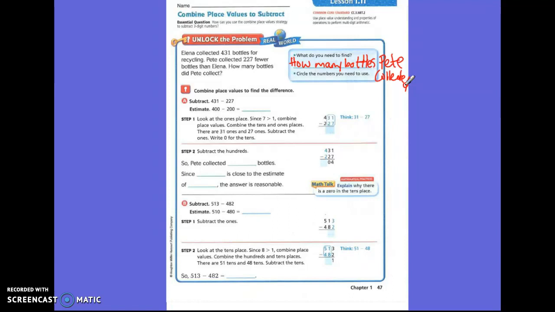How did Tyson know that that was the answer? What did he look at? But what part of the story? The first part. No. Aubrey? He collected 200. But what is that? What part of the story is that?